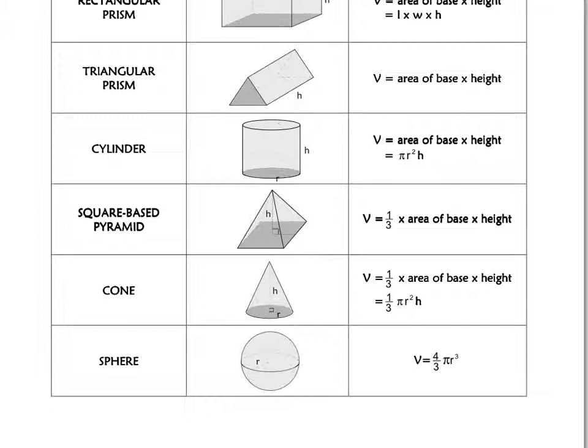And the volume of a sphere is a little bit harder to explain, so I'll just give you that formula. It's 4/3 pi r cubed. So we're going to do some examples with those.